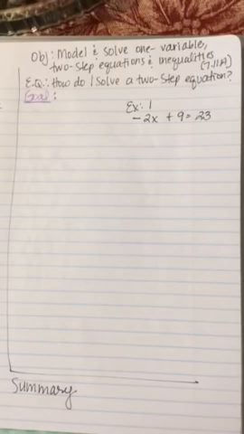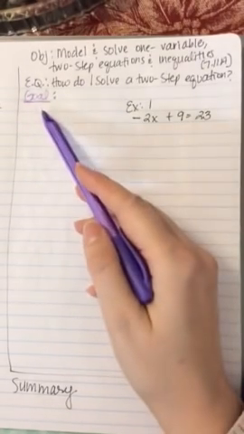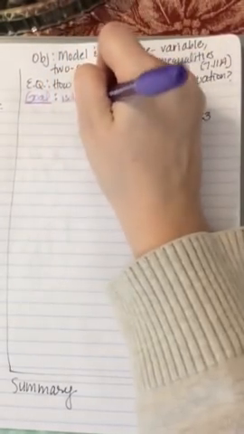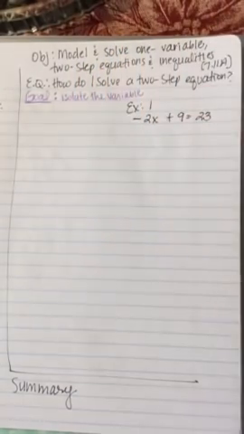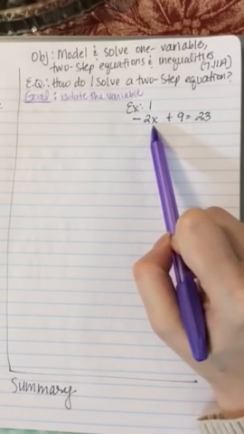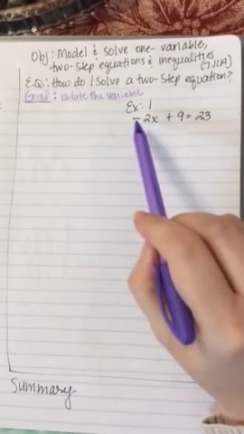Alright, so I'm going to teach you how to solve this two-step equation today. So your goal is going to be to isolate the variable. What that means is, in this case, our variable is an x. That means we need to get x all by itself and figure out what it equals. So our goal is to isolate the variable.